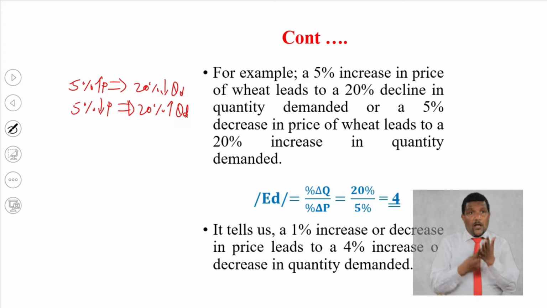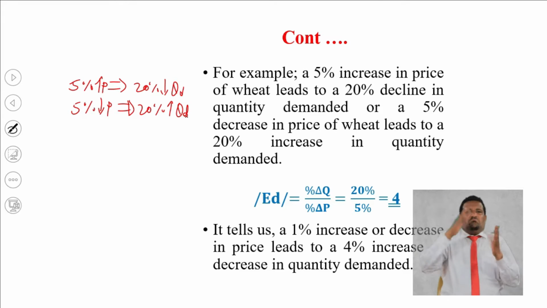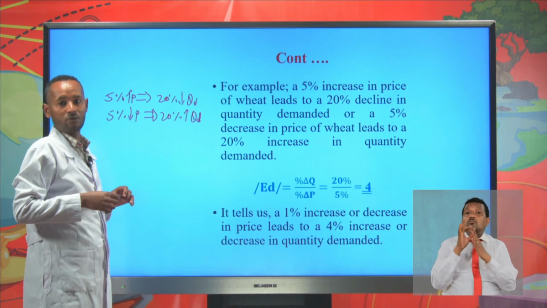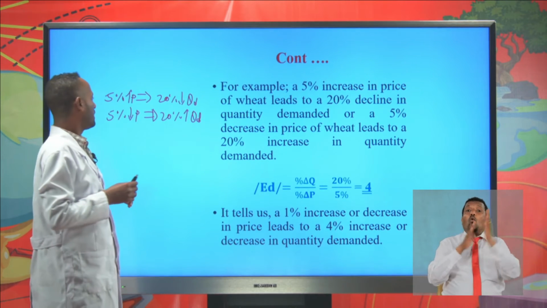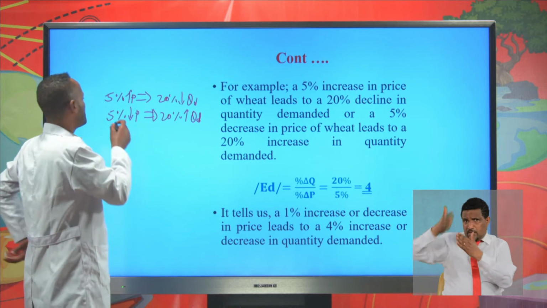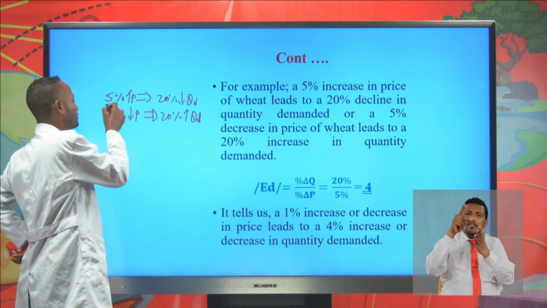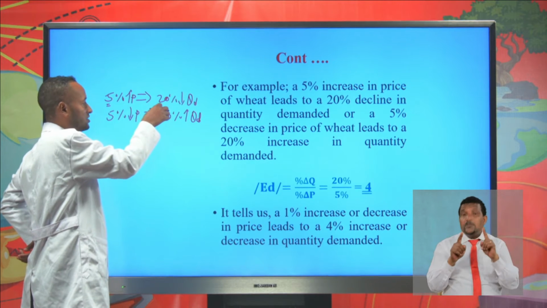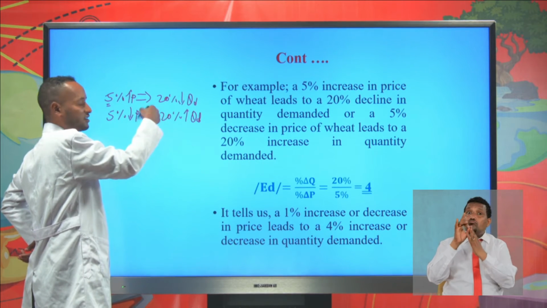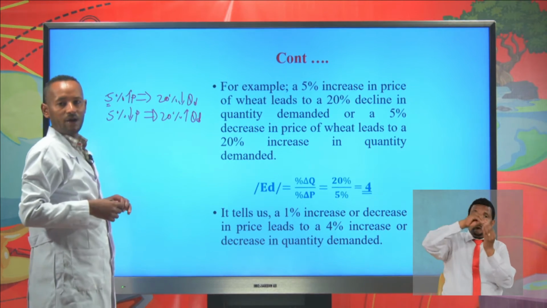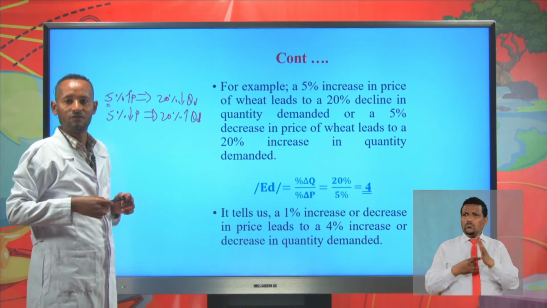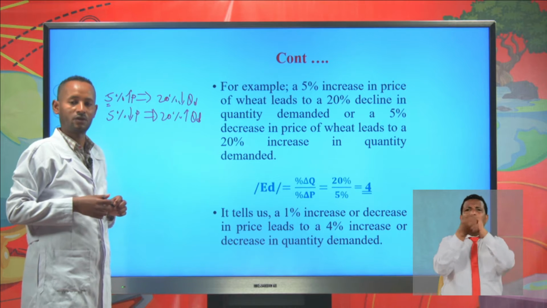Here, don't care about the signs, increase and decrease. Simply watch the numbers that are attached to the price and quantity demanded side. If the number attached to the price side is small, whether it increases or decreases, and the number attached to quantity demanded is large, whether it increases or decreases, then the buyer is said to be elastic, indicating that he is very sensitive, very responsive to changes in price of a commodity.